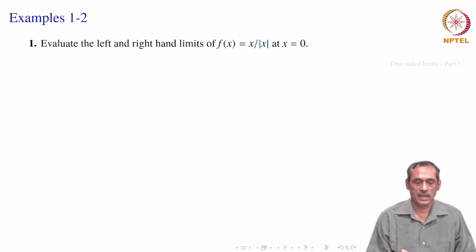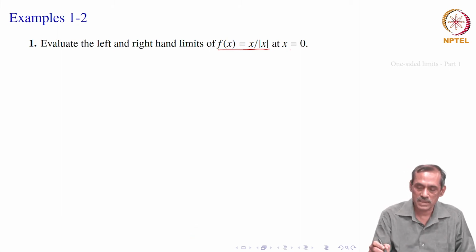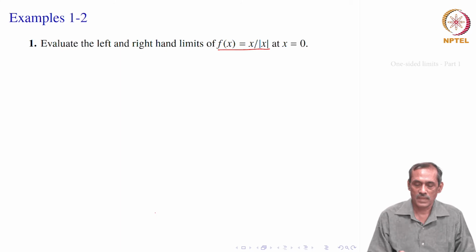Okay, so let us see an example of how it is applied. Let us say we have the function f of x equal to x divided by mod x, and we want to find its left hand and right hand limits, and also if possible its limit at x equal to 0. For the left hand limit, we should have a left neighborhood of 0 where the function is defined. Of course, the function x divided by mod x is defined everywhere except at x equal to 0. So, that condition is satisfied.